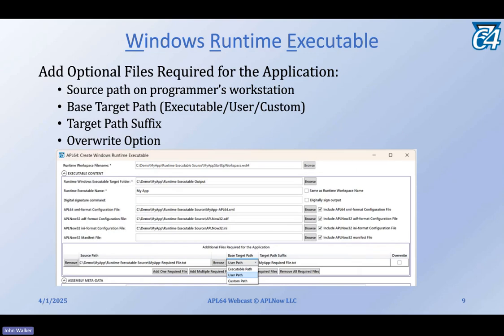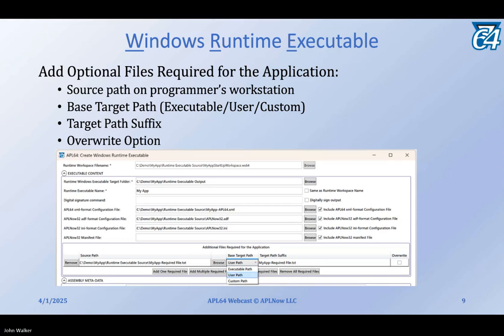Okay. Now, just a little overview on the optional files required for the application area. For full descriptions, you can refer to the WRE documentation, but let me just describe briefly. If you take a look at the base target path, there are 3 options here. Okay, let me just briefly describe what they are. The executable path, that is going to be the same location where the executable file is created.